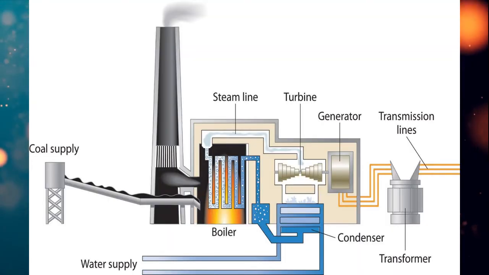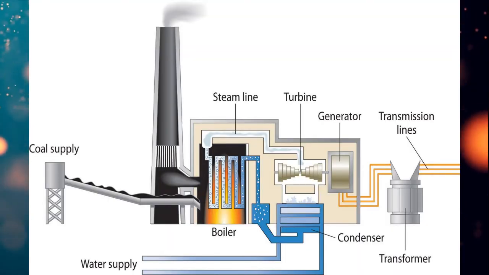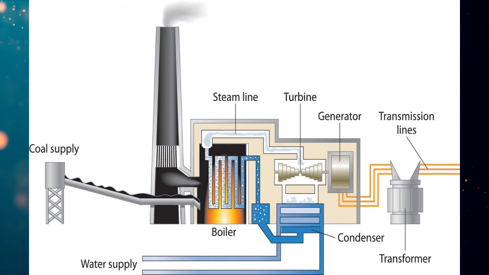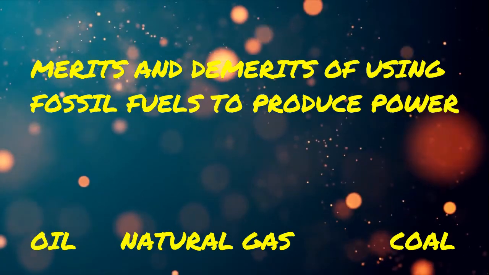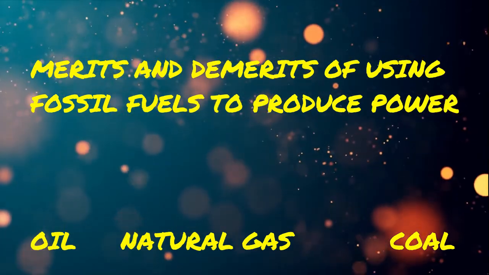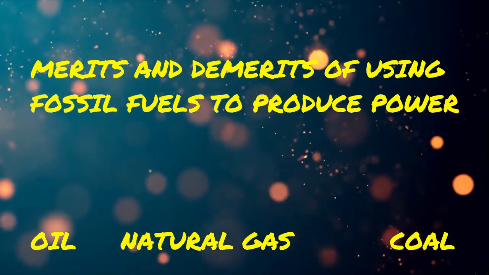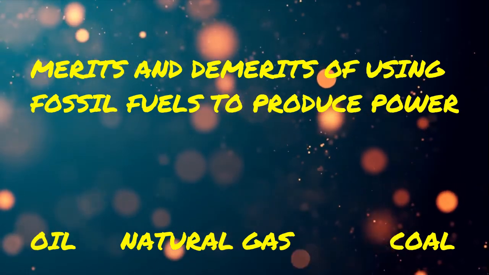You could also pause this video and take a look at the process that is involved in the production of thermal electricity. Let's now go ahead and look at the advantages and disadvantages of using each of the fossil fuels that we mentioned above. Just a reminder, we have oil, or what we call petroleum, we have natural gas, and we also have coal. That is what we're going to concentrate on.